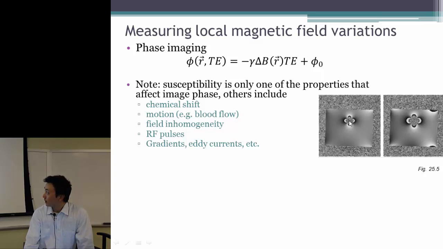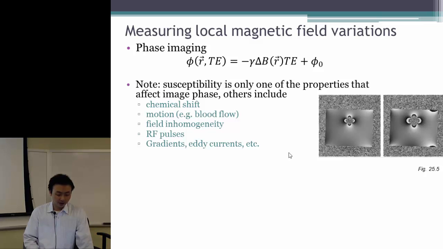This is the phase image we collected for, I think, a sphere that has a strong susceptibility effect. We can see that with a shorter T1, we see a phase image like this. With a longer T1, we can see the phase effect is more extended spatially. But we should always remember that susceptibility is only one of the properties that can affect the image phase. Other factors that can affect the image phase include the chemical shift, right? Because there is a direct frequency difference between, for example, water and fat. And also there is motion.